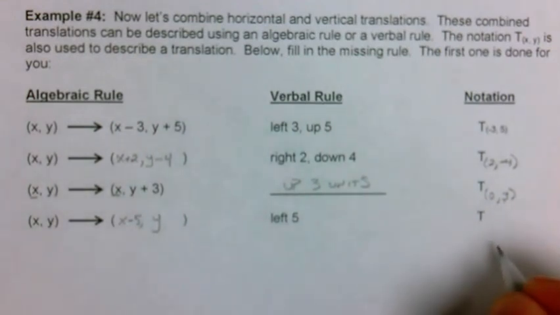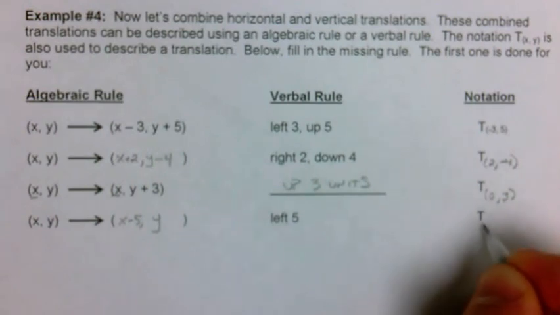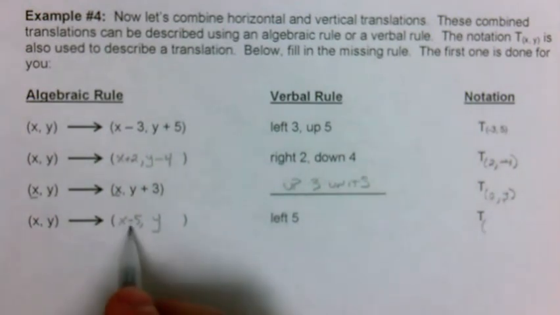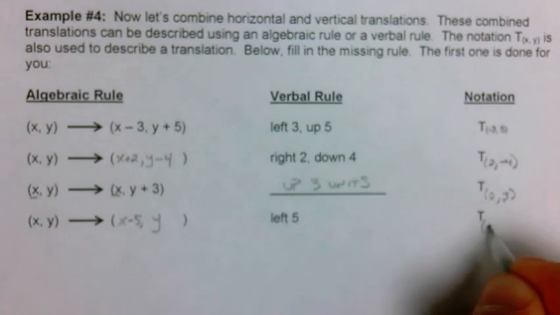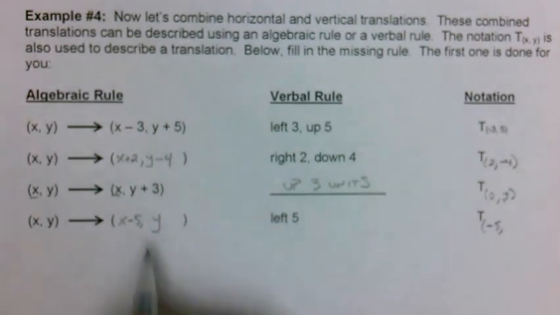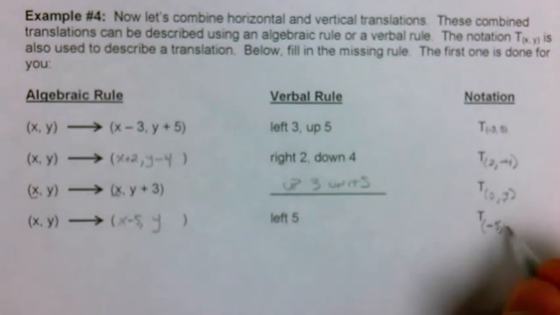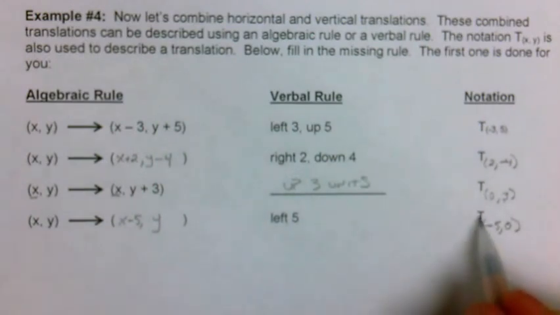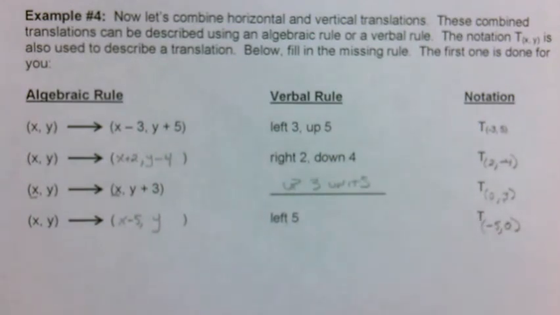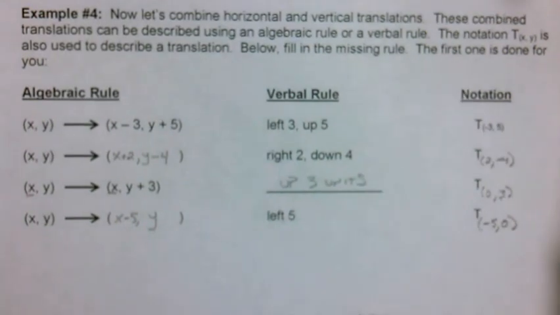And for our translation notation, there's our capital T. And then our x coordinate, we're going to subtract 5, so negative 5. Our y coordinate isn't going to change, so that'll be a 0. T and then negative 5, 0 is the notation for that type of translation.